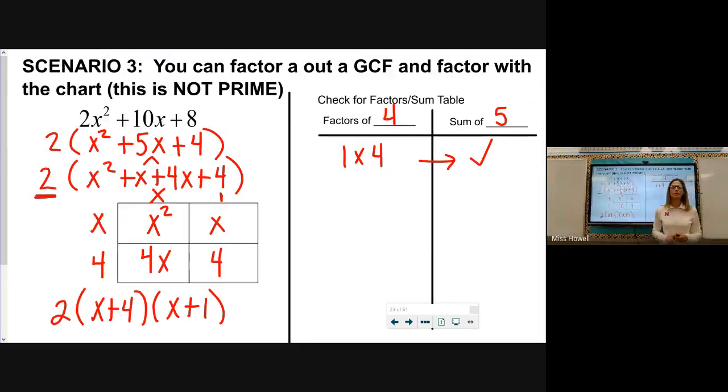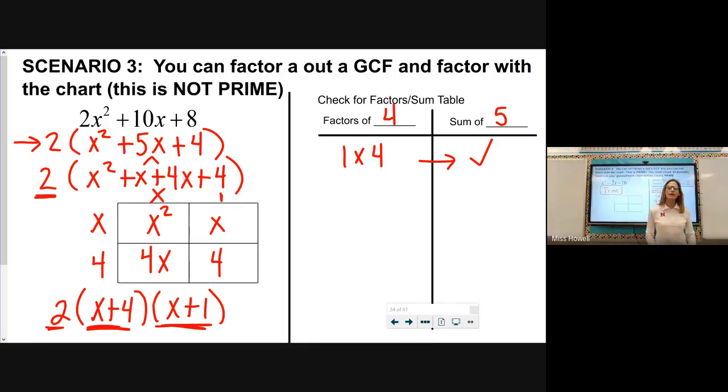All right, scenario number 3, I broke the problem apart with a GCF and a leftover. As soon as I got here, I can no longer say prime, but I still have to check to see if I can factor further. In this case, we could. So we could take those 2 factors and break them up even further into 3 factors. We end up with a factor of 2, a factor of x plus 4, and a factor of x plus 1. In this case, we end up with 3 factors.